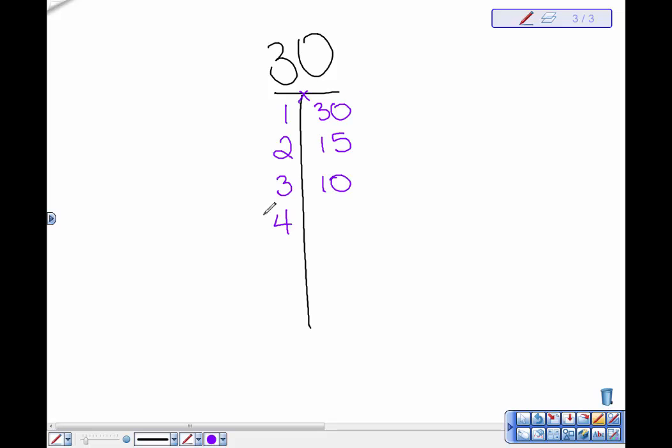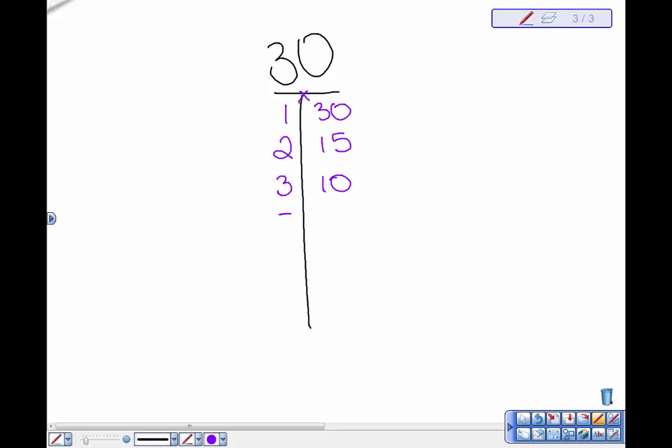What about 4? In order to be divisible by 4, the last 2 digits have to be able to be divided by 4. Well, 30, I know, isn't a multiple of 4. I can do 28 and I can do 32, but 30 doesn't evenly go into 4, so I have to erase 4. It doesn't work.